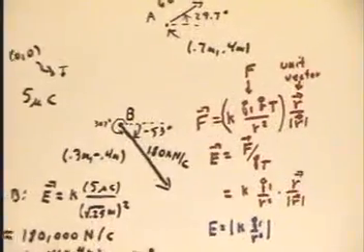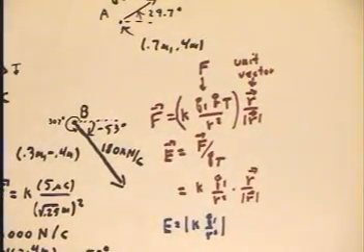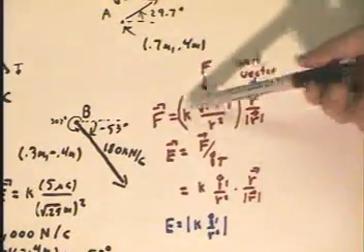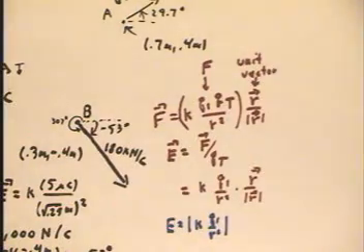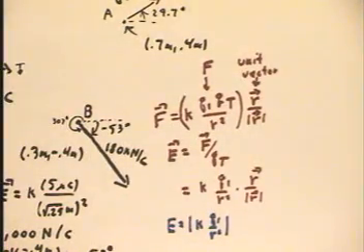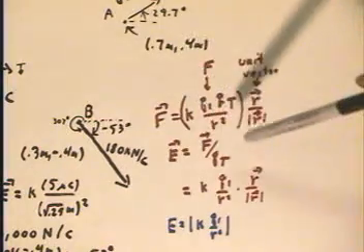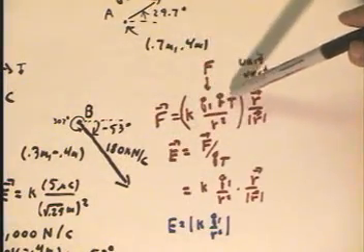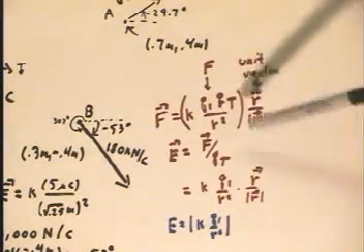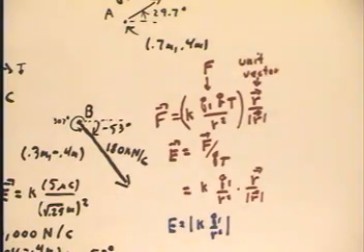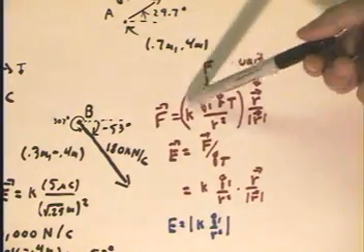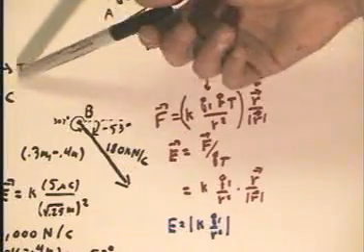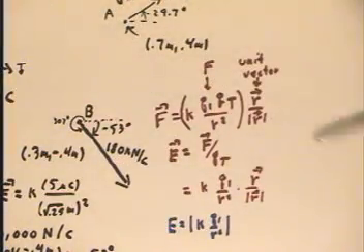Recall the general definition of the force vector. This allows the calculation in a fairly straightforward manner. If we just want to do the calculation, we just plug the kq1 qt over r squared, where qt is a test charge, in, and we get the force between the 5 microcoulombs and a test charge at point B.